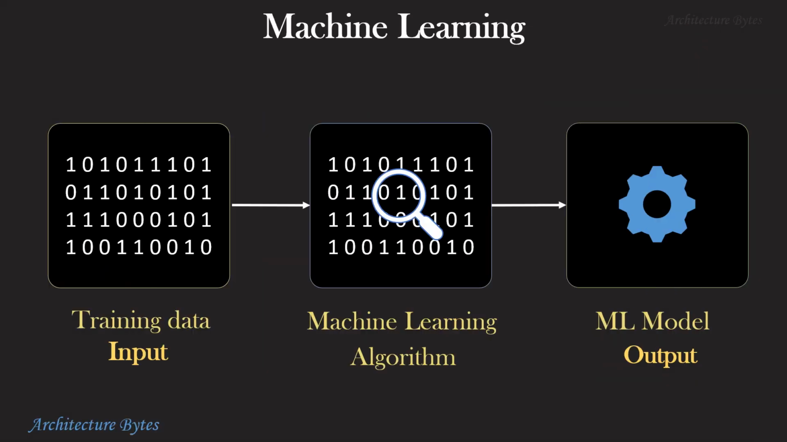So, in the machine learning world, you feed historical data to a machine learning process. It examines it to find patterns using various algorithms and outputs a machine learning model. A machine learning model is simply a program that has been trained to recognize certain types of patterns.